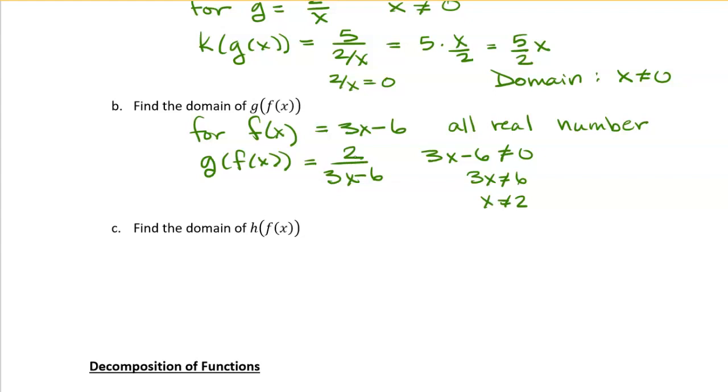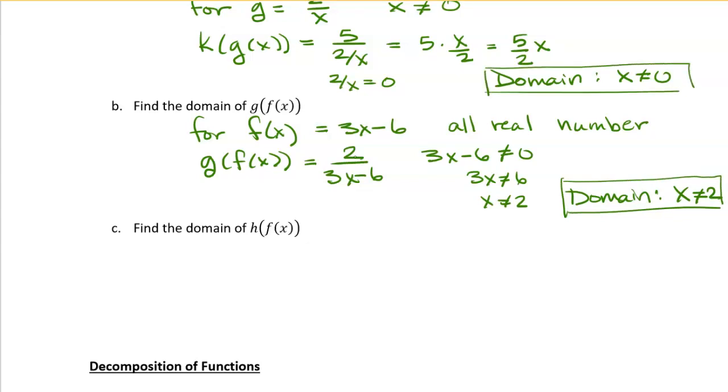Because the output of f of x is the input to g of x, x cannot be equal to 2. So our final domain is just that x cannot equal 2. That's our domain for that composition. All right, so those are our two domains.